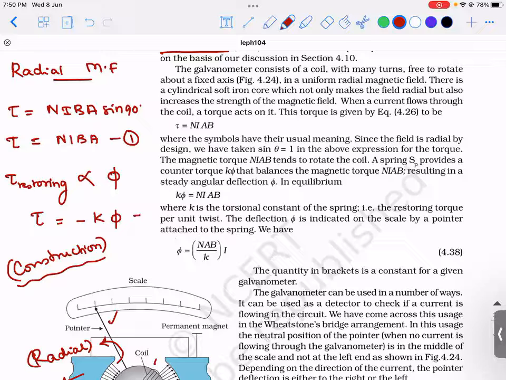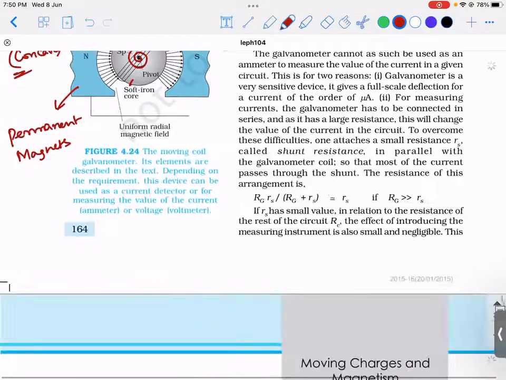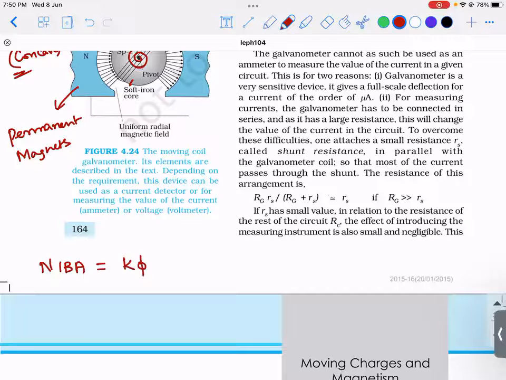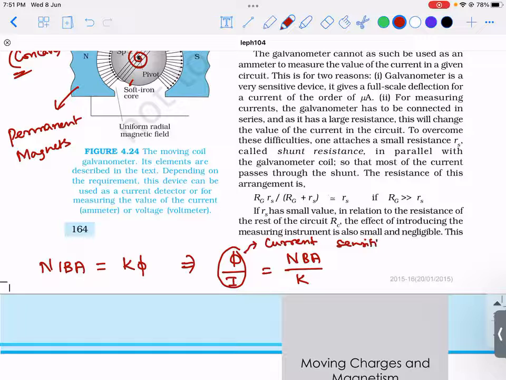Okay. Now, if you observe, the amount of restoring torque that is getting developed in the material is exactly equal to the amount of torque that we create by passing the current. Right? When that is the scenario, can I say NIBA is equal to K into phi in terms of magnitude. I don't want the minus sign there. So if I rearrange this equation, I'll get phi divided by I is equal to NBA divided by K, where this phi divided by I has a special name called current sensitivity.